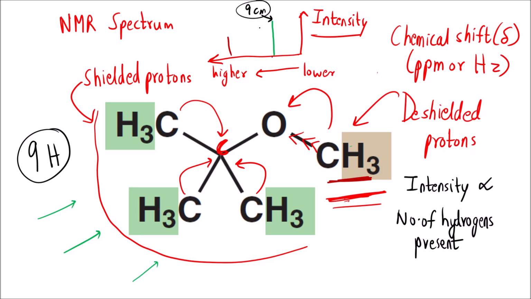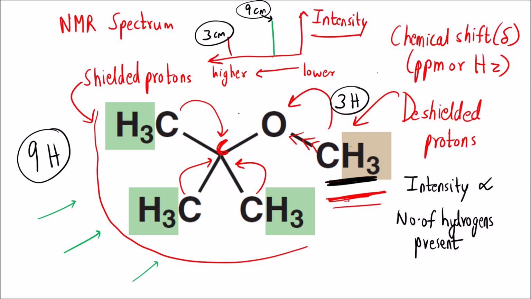The height is relative. This is 9 protons, the height will be this much. Then in the brown one, you can see there are how many protons? There are 3 protons, so the height will be lower. This is 9, so this will be 1/3, since the number of protons is also 1/3. So this will be, let's say, 3 centimeters.